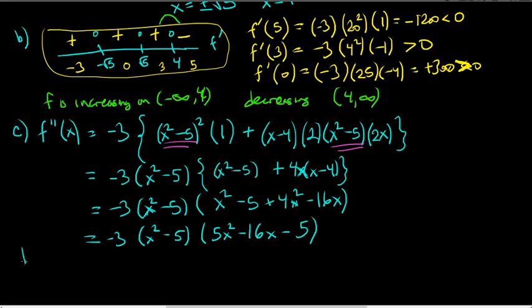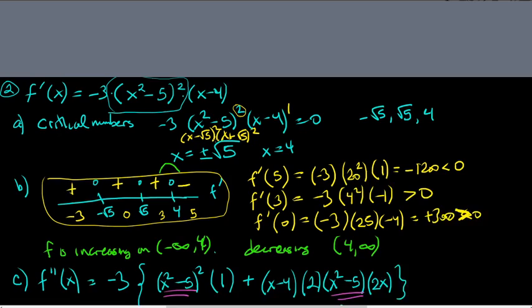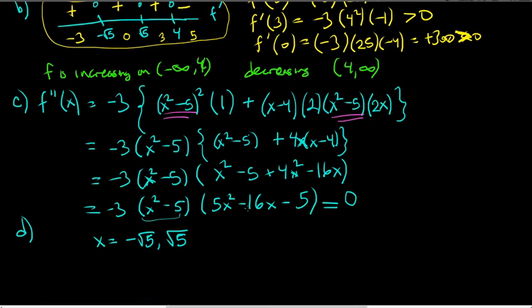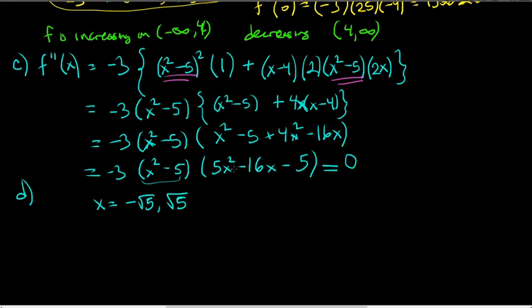because in part D, you want to find the possible inflection points, right? In other words, you want the sign chart where the second derivative is positive or negative. To do that, you really have to set this equal to 0. When you set the first factor equal to 0, you still get negative square root of 5 and positive square root of 5. Those were also critical numbers, but they can also be possible inflection points as well. Then you solve 5x squared minus 16x minus 5 using the quadratic formula. And I forgot what you get.